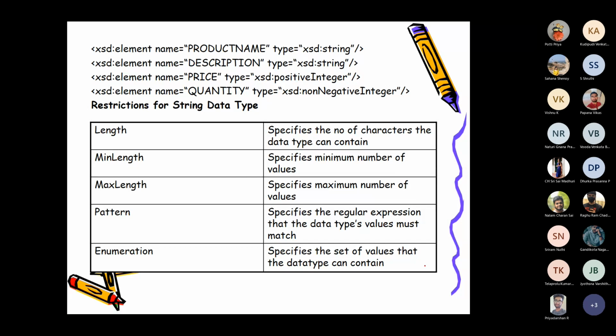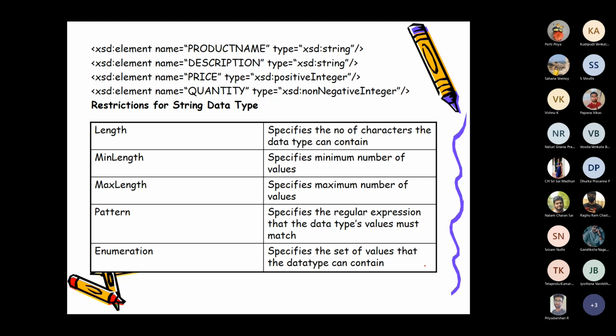Length specifies the number of characters the data type can contain. Now you are specifying that it's a string, and you are restricting that it has to be a string, but the length should be this much. Min length, if you specify, minimum this many characters should be there. If that many number of values are not there, it will not be considered as a valid value. Max length specifies the maximum number of values. So that will give you the upper bound and lower bound.